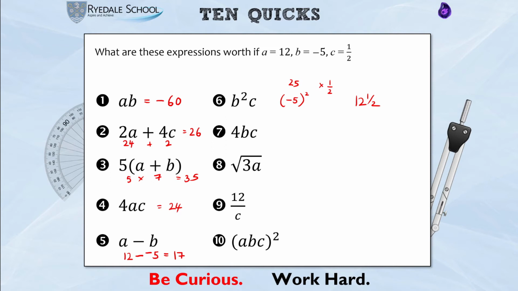Question 7, 4BC. So we need to do 4 times -5 times a half. Well, I'm going to do this in a slightly different order. I'm going to do 4 times a half, which is 2, then times it by -5, so that one is -10. Question 8 is the square root of 3A's. Well, 3A's is 36, so that one is 6. Or if you're being clever, it could actually be positive or -6.